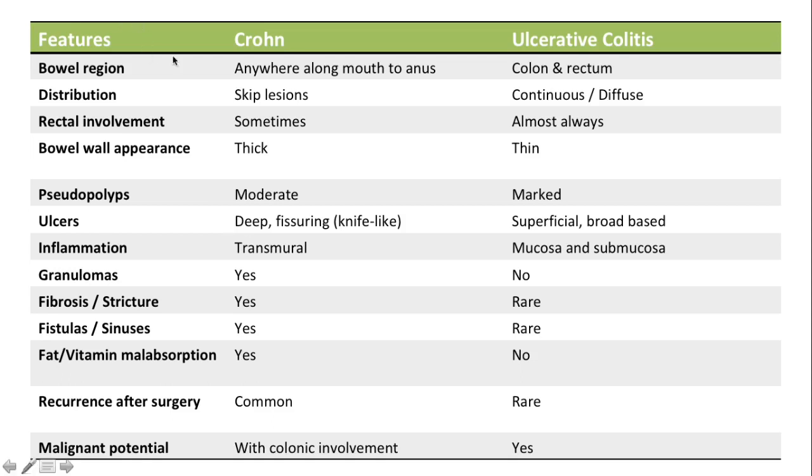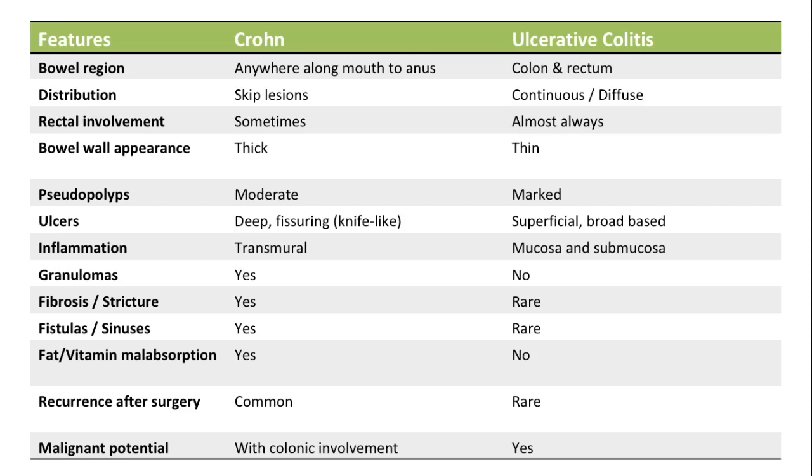The bowel region, in terms of Crohn's, can affect any part of the gastrointestinal tract, anywhere along the mouth to anus. So from your oral mucosa into the esophagus, into the stomach, small and large intestine. So all of these areas are potentially affected. But in contrast, for ulcerative colitis, the disease is limited to the colon and rectum. Okay, so that's point number one.